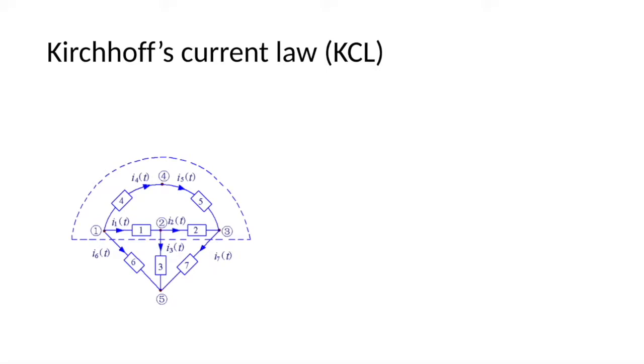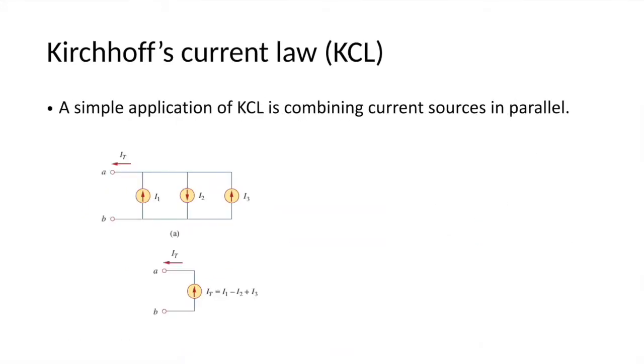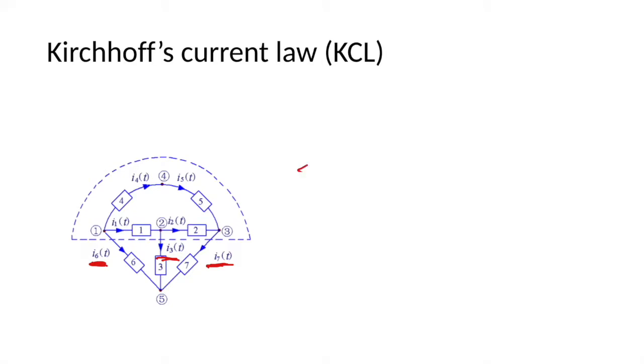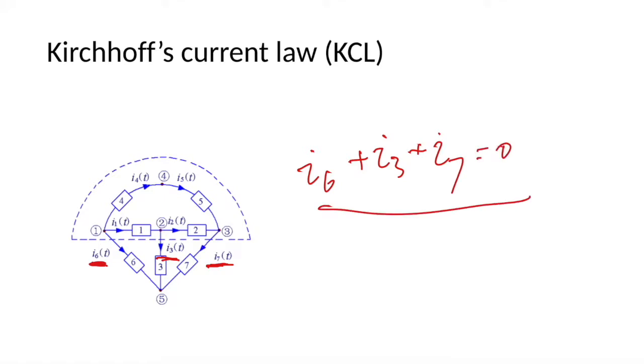We will have an example. So here we have a boundary. We do not care about the current inside the boundary, but we only care about the current flowing into and flowing out of the boundary. We have I6, I3, and I7, but we do not have any current entering the boundary. So I6 plus I3 plus I7 should equal 0. This is KCL applied to a boundary.